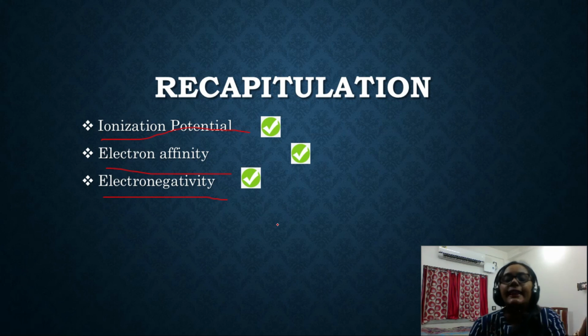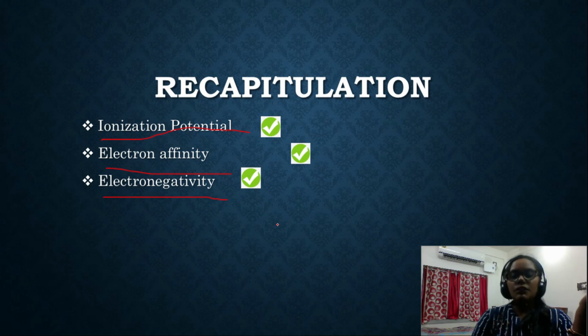Next day we will discuss Fajan's rule, the polarizing power and the polarizability, which are very important and very conceptual. To some extent it is tricky, so you have to understand it very well, otherwise you cannot understand Fajan's rule.